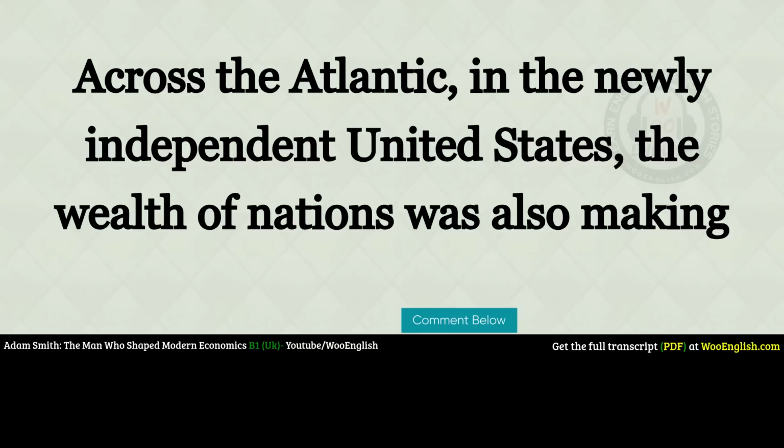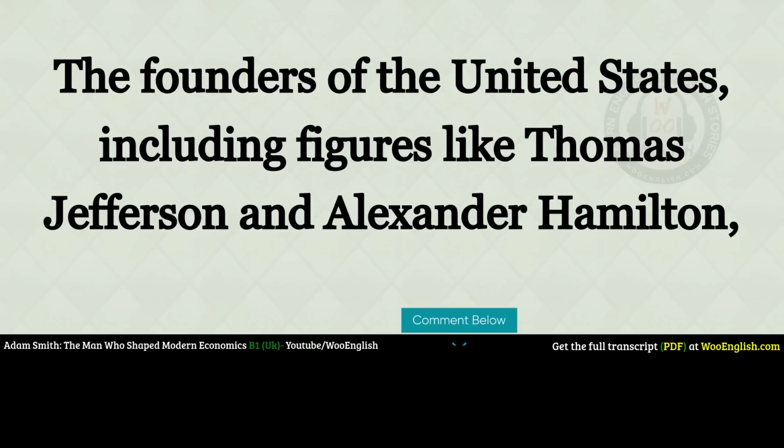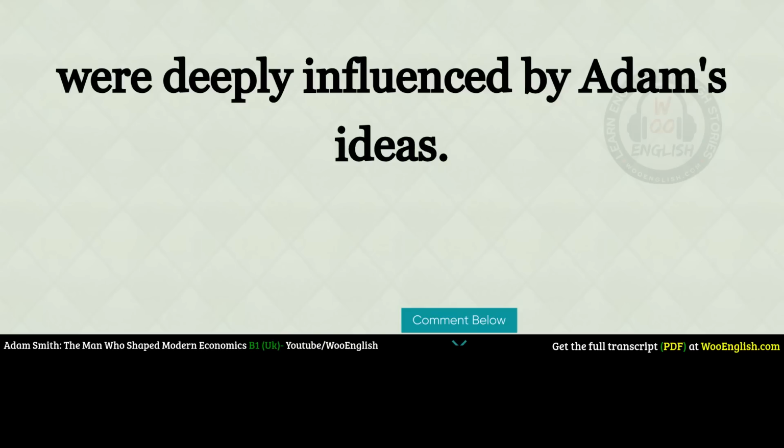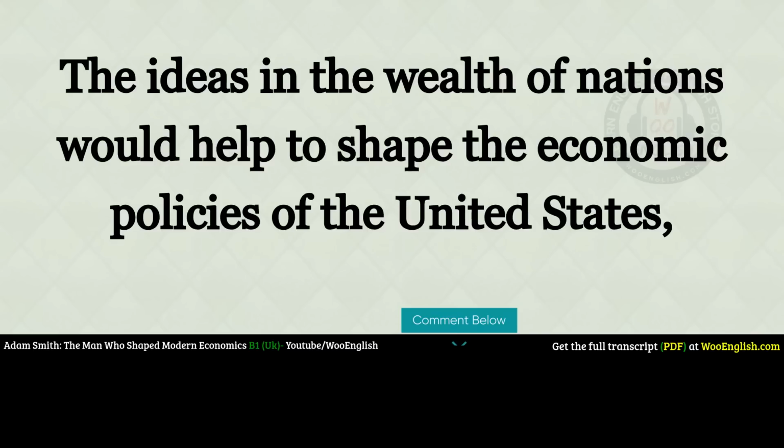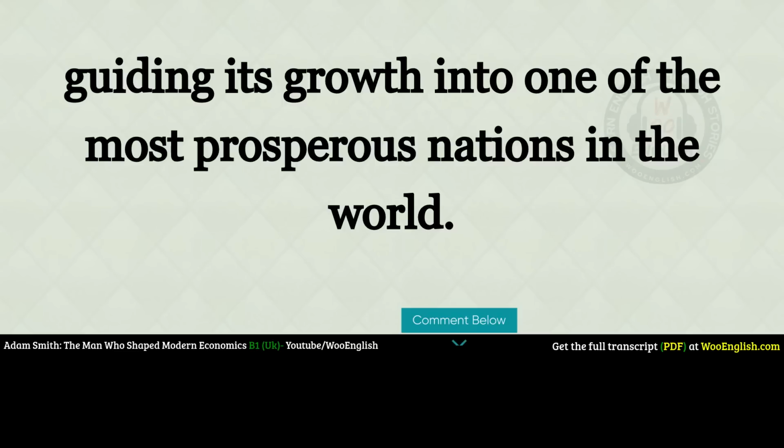Across the Atlantic, in the newly independent United States, The Wealth of Nations was also making an impact. The founders of the United States, including figures like Thomas Jefferson and Alexander Hamilton, were deeply influenced by Adam's ideas. They saw the potential for a nation built on the principles of free trade, competition, and limited government. The ideas in The Wealth of Nations would help to shape the economic policies of the United States, guiding its growth into one of the most prosperous nations in the world.